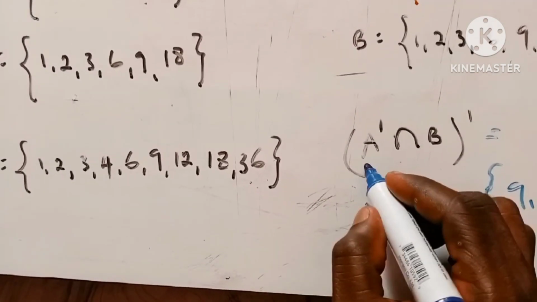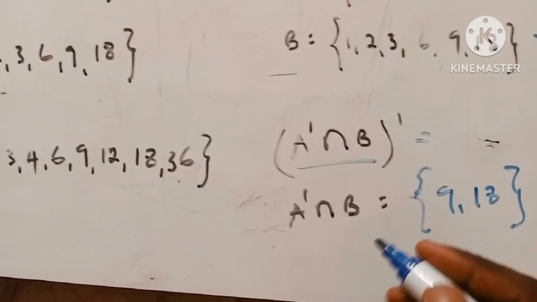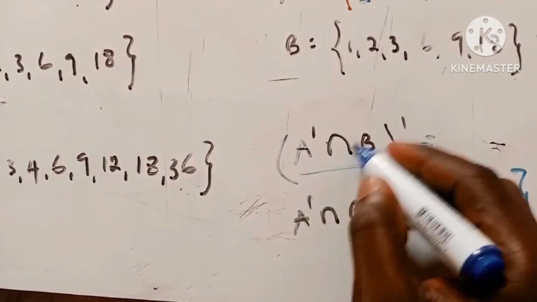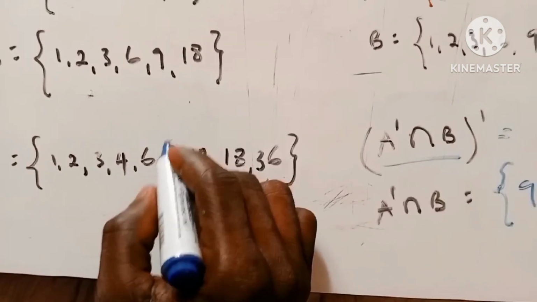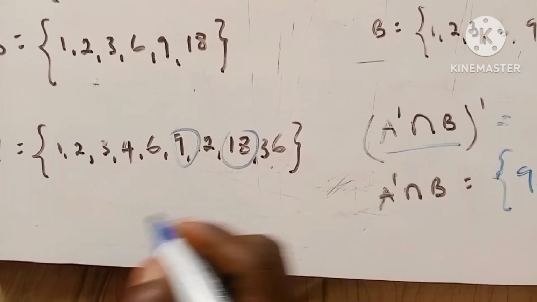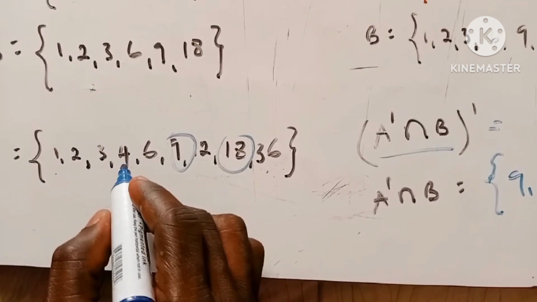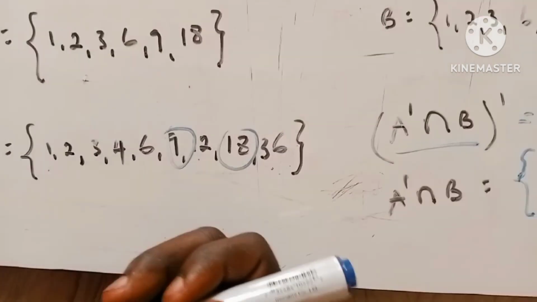So this is just one room, right? How many people are there? Two people are inside the room. So what is the universal? We are going to find the complement of everything here. So finding the complement of everything, we have only these two people. Just take these two people out, and then the rest are the complement. So the complement of this is just going to be 1, 2, 3, 4, 6, as well as 12, and then 36.